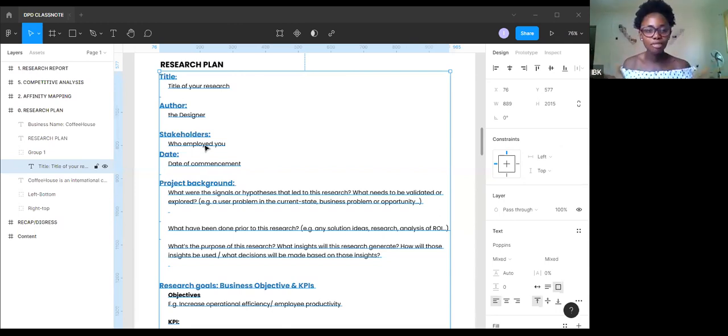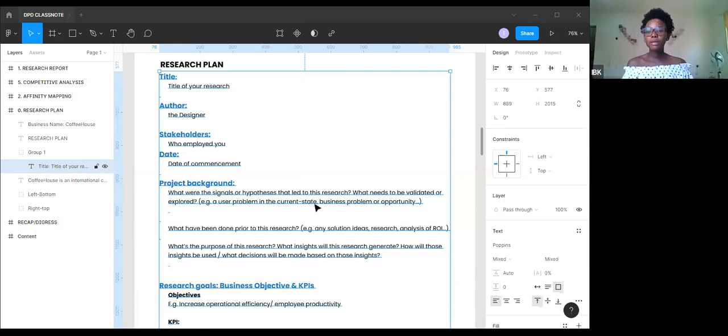Okay. So the date of your research plan, of course, and the date of the commencement of your research. Okay, so down to products or project background, as the case may be. Okay, so our project background.